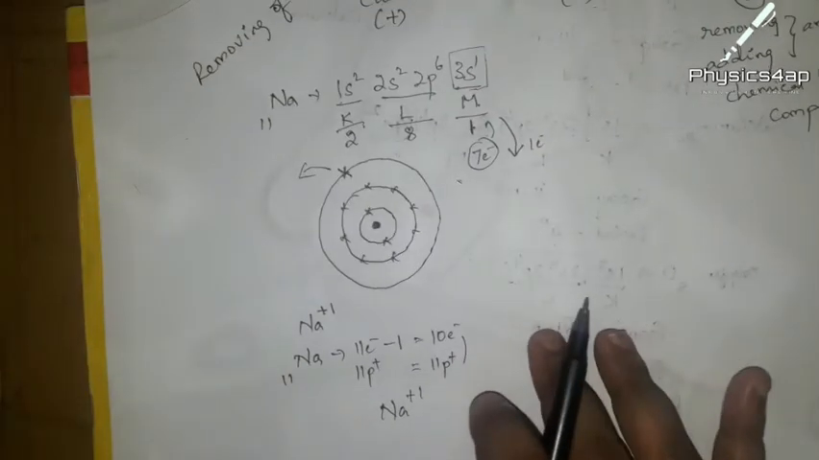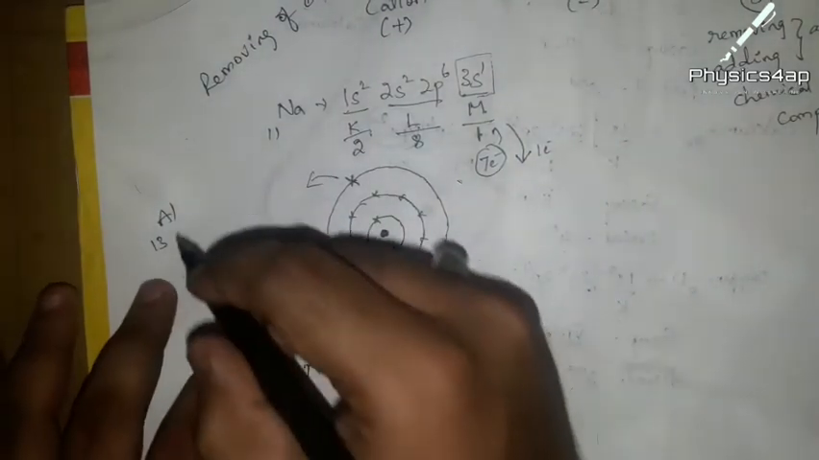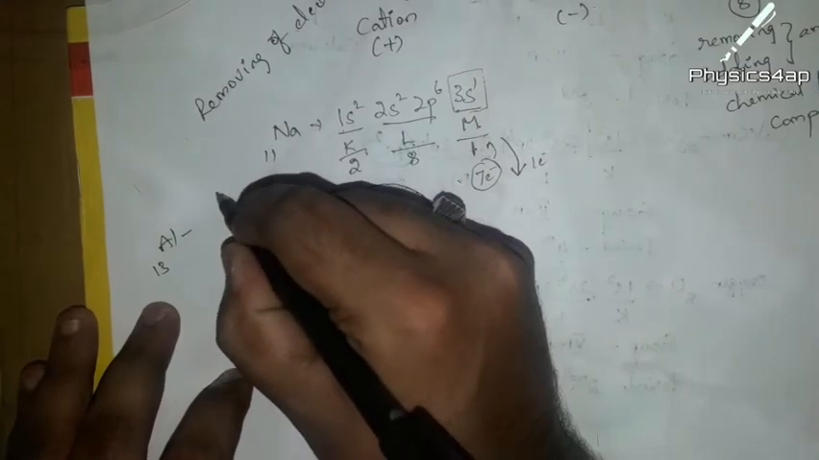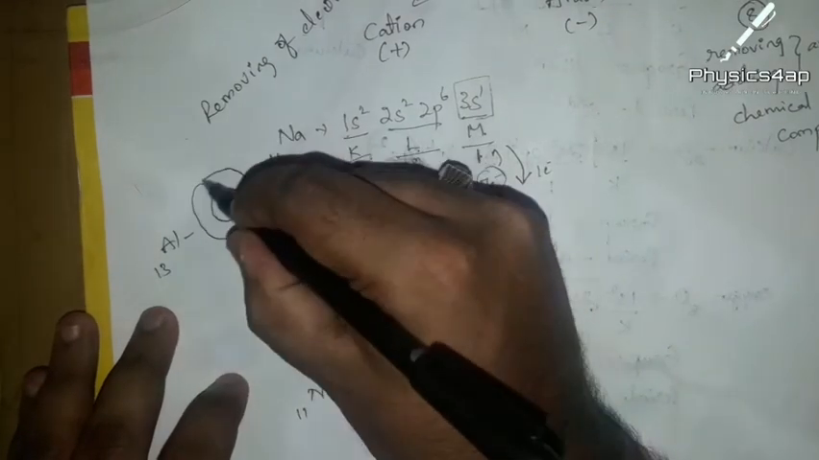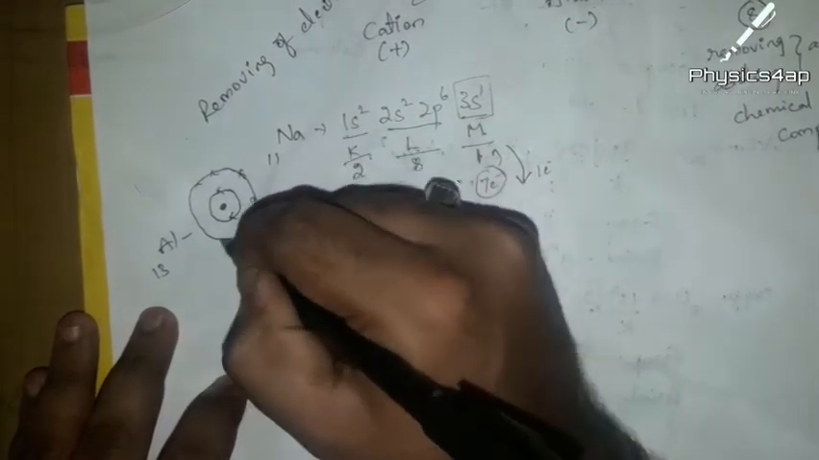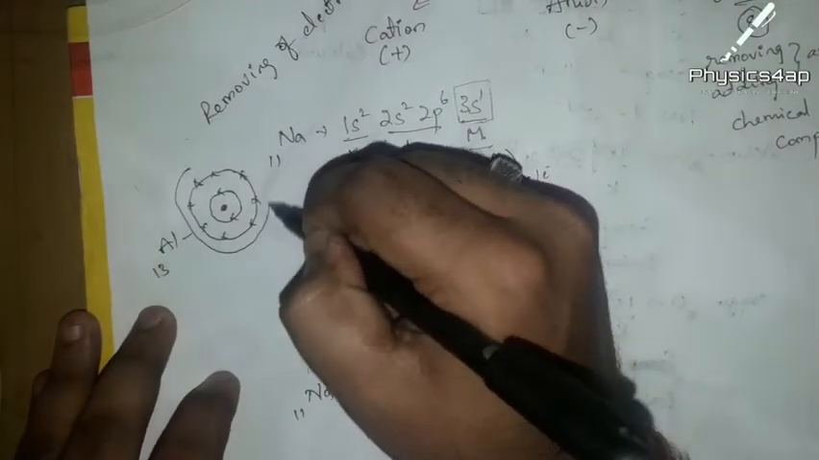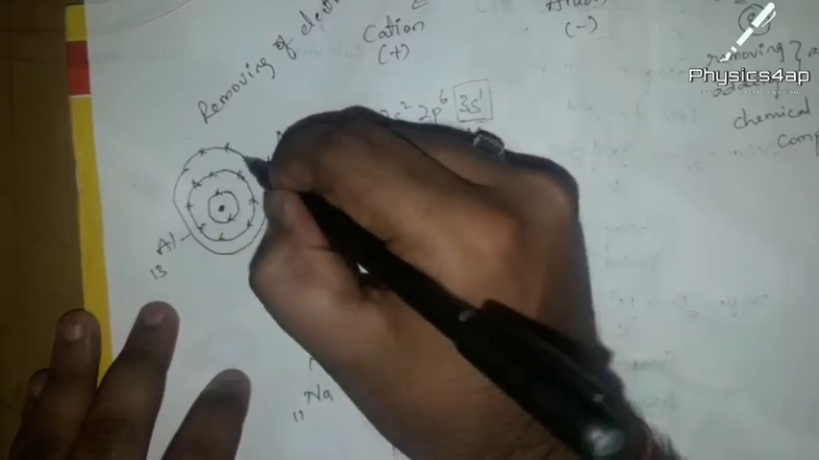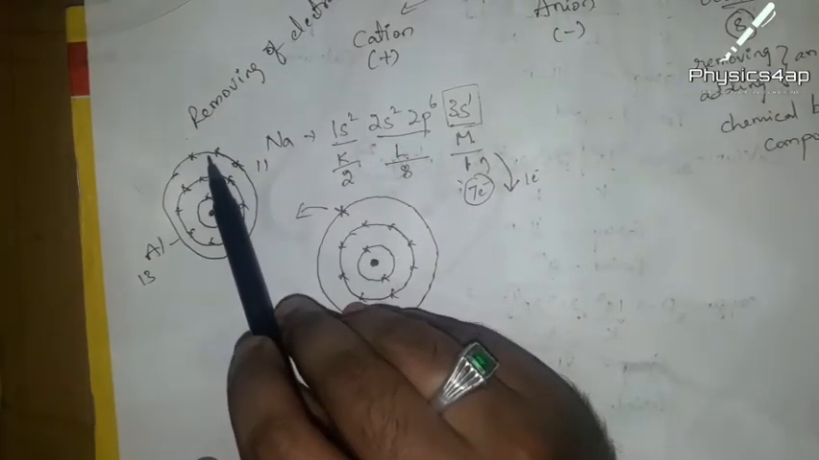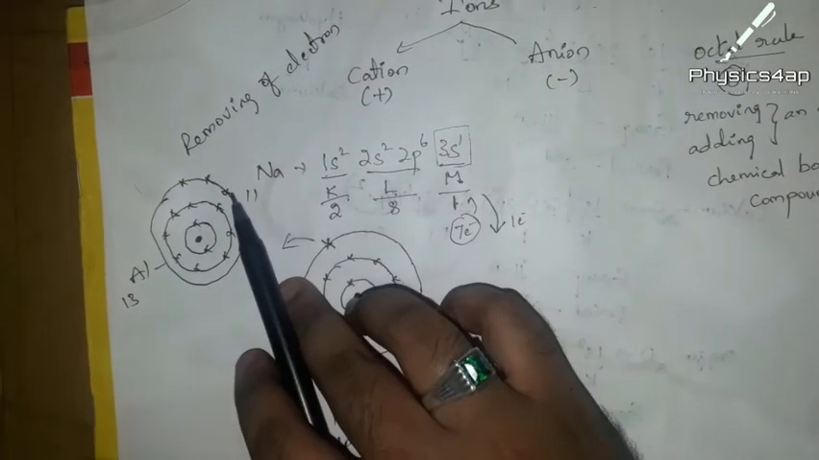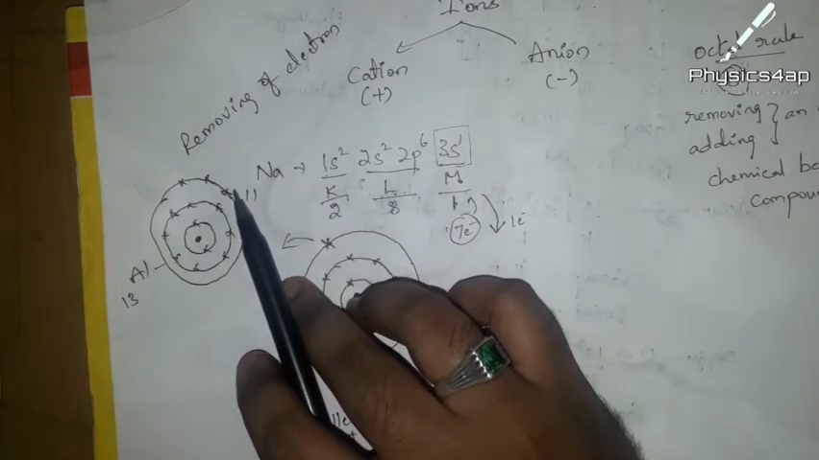The same thing applies to aluminum. Aluminum has atomic number 13. In the atomic structure of aluminum, the first orbit consists of 2 electrons, the second orbit consists of 8 electrons, and the third orbit has 3 electrons. So the outermost orbit has 3 electrons here. Now to get the octet configuration, we would have to add 5 electrons. Instead of adding 5 electrons, we will remove the 3 electrons, so it will be easier.